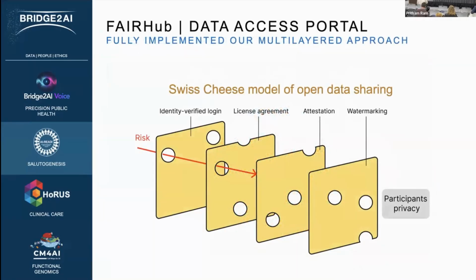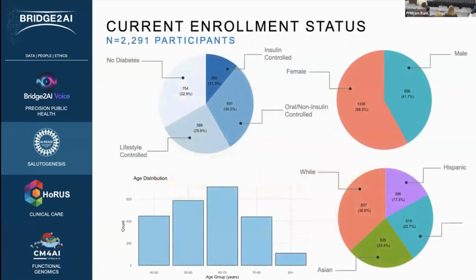For data dissemination, we have the Swiss cheese model of open data sharing, and we'll go into a lot more of that this afternoon if you come to our Meet the Grand Challenges. This is what it looks like in terms of our breakdown of demographics. We are aiming for equal numbers across these. So these pie charts, by the time we get to the end of the project, should look even across all these dimensions.